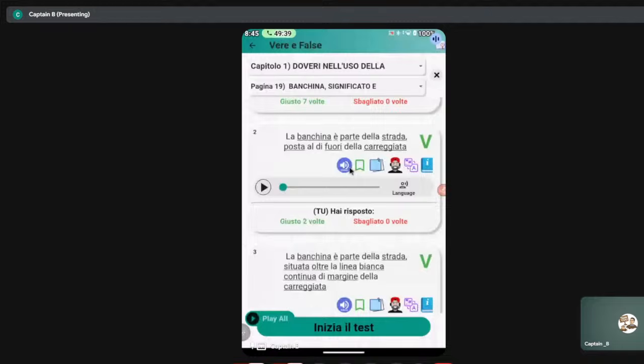La banchina è parte della strada, posta al di fuori della carreggiata. You just said it. You said the banchina, which is the edge, is part of the road. Parte della strada. Al di fuori is part of the outside carreggiata. So banchina is not part of the carreggiata, but it's part of the what? Strada. Right? And it is true. È vero.